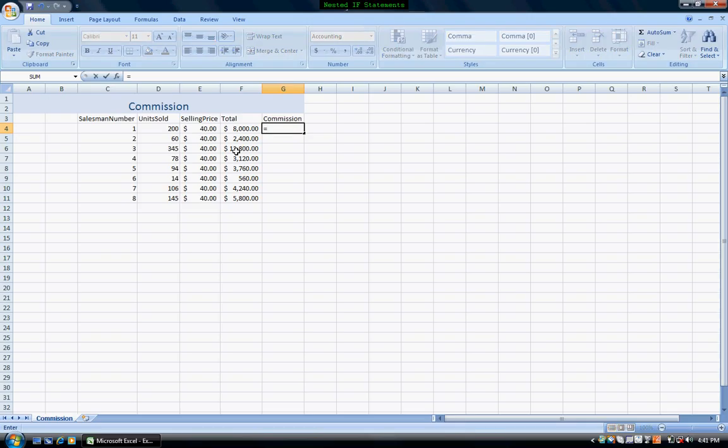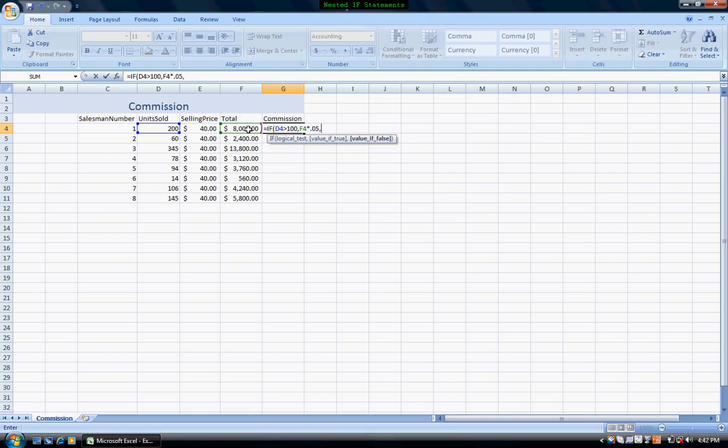So the first thing I'm going to do is type capital IF for if statement, parentheses, enter my logical test, which the first one is that D4 has to be greater than 100, because they have to sell more than 100 units to get a 5% commission. Then I'll put down a comma. Now I enter my true value, which is F4, which is the total amount, times 0.05 for the 5% commission. And then the value, if it's false, is where I'm going to enter the next if statement.